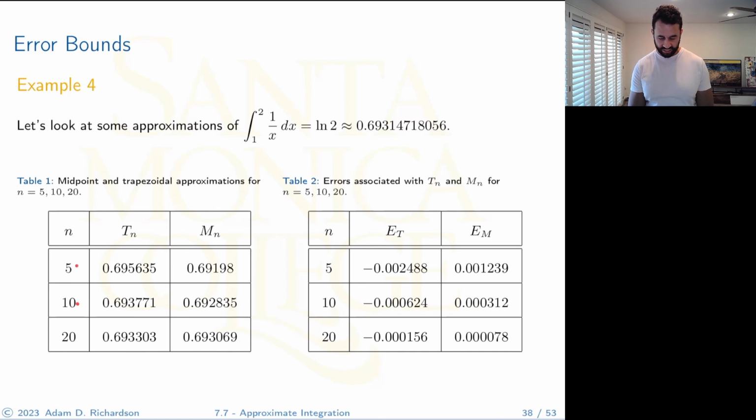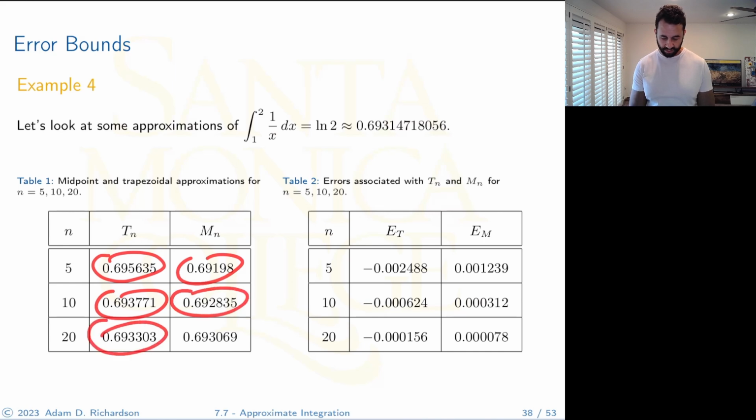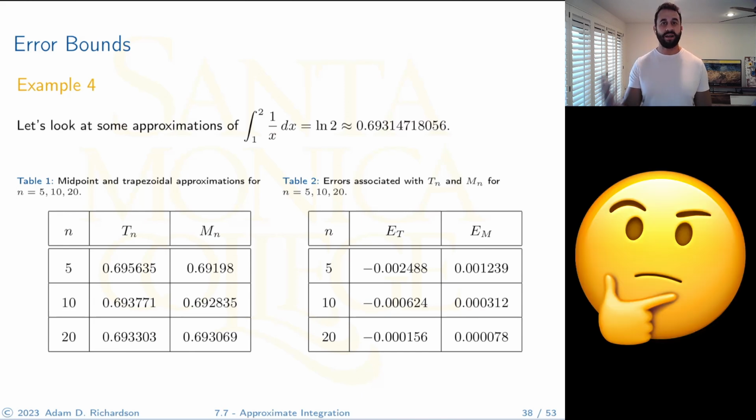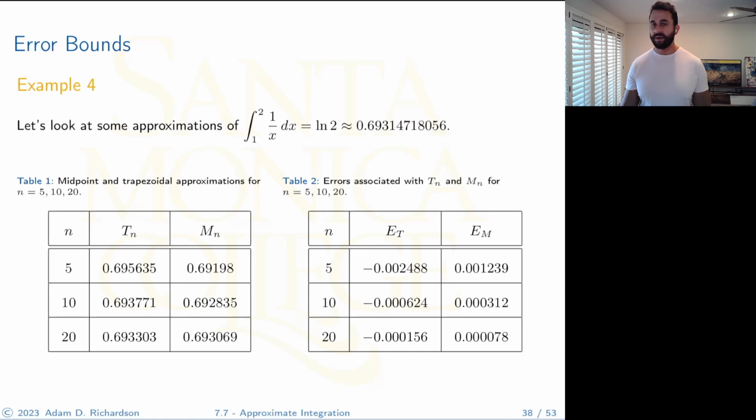So when n is 5, 10, and 20, these are the approximations produced by the trapezoidal rule and the midpoint rule. What I want you to do for a minute is just stare at these tables and see what patterns you see. All right, now let's talk about them together. Here we can see that they're both getting better and better as n gets larger. That's good, it's supposed to do that.